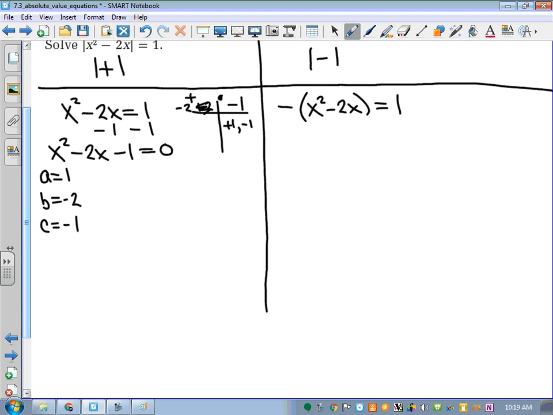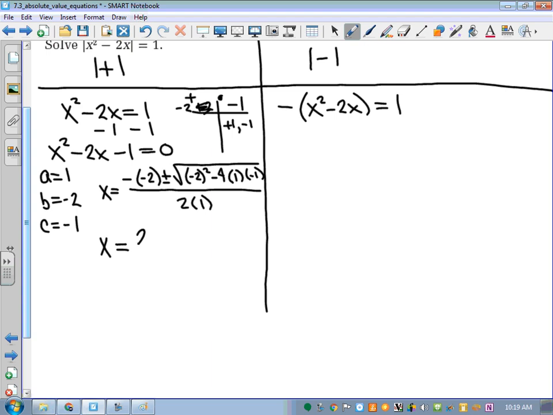So the solutions of x are negative b, which is 2, plus or minus the square root of negative 2 squared minus 4 times 1 times negative 1, all divided by 2 times 1. That's our quadratic formula from chapter 4. Very important that you don't let that go by the wayside. You have to make sure you're capable of working with that. And moreover, you have to be able to simplify the answers. So I'm going to get that x is equal to 2 plus or minus the square root inside the discriminant. I'll just do that right here.